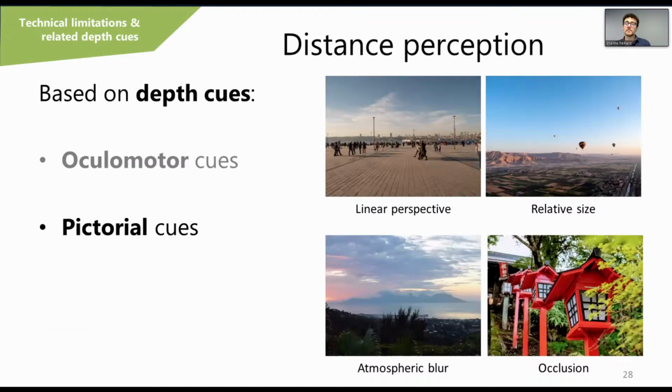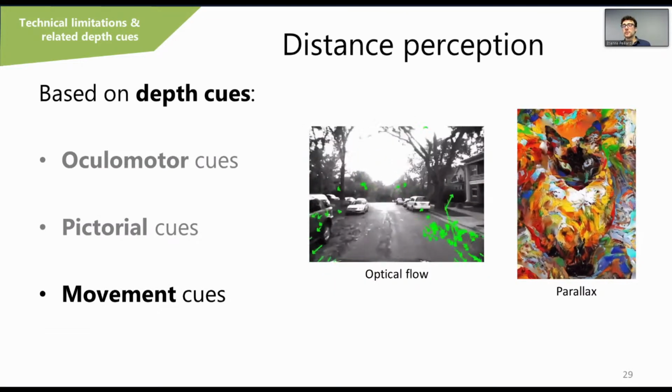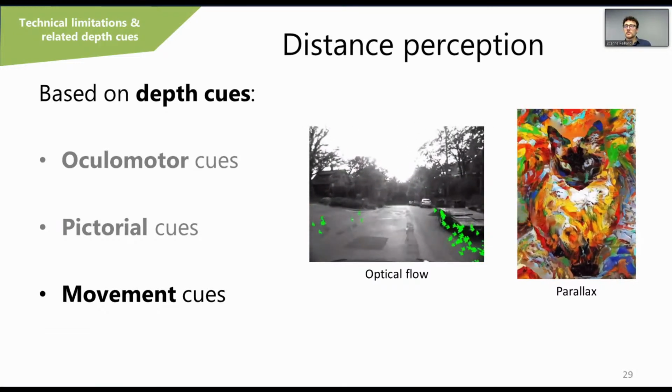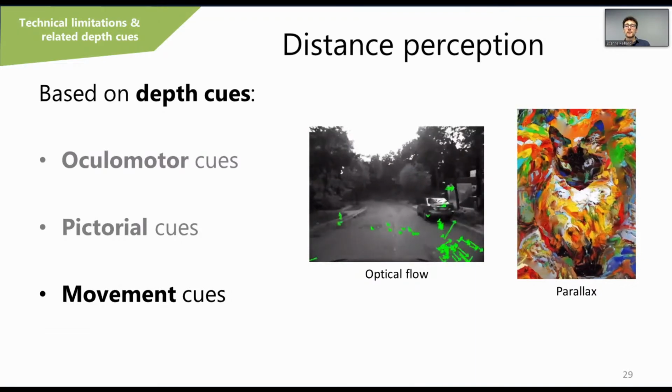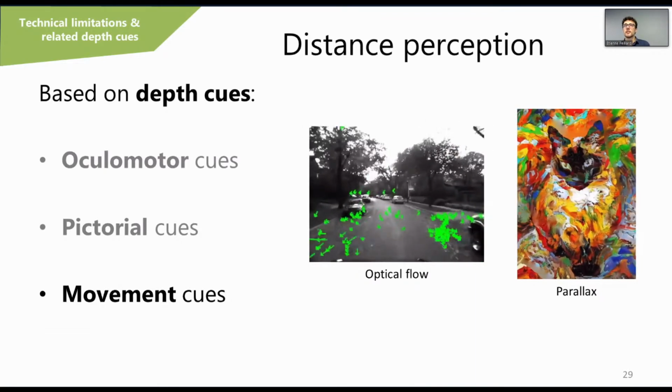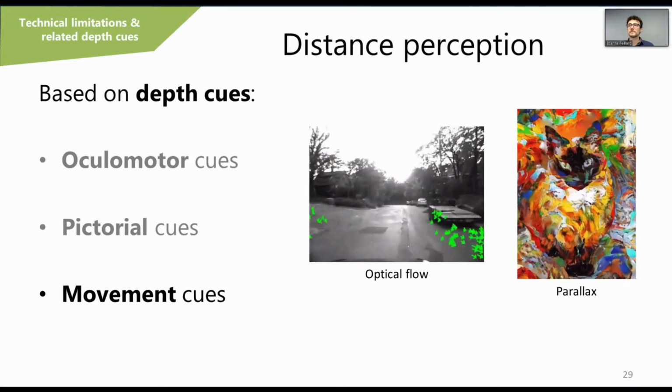The second category is pictorial cues. It includes every cue that can be obtained within a 2D image. For example, linear perspective, relative size, atmospheric blur, occlusion, etc. The last category contains cues related to movement. Since vision is a continuous phenomenon, the relative movement of objects can allow the observer to infer distances. The 2 main cues in this category are optical flow and parallax.